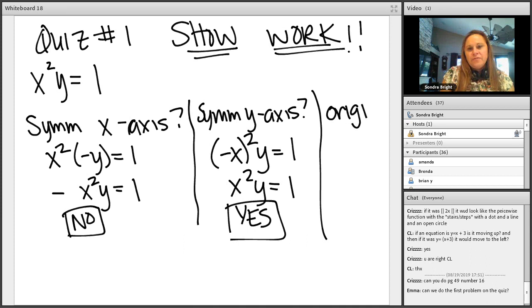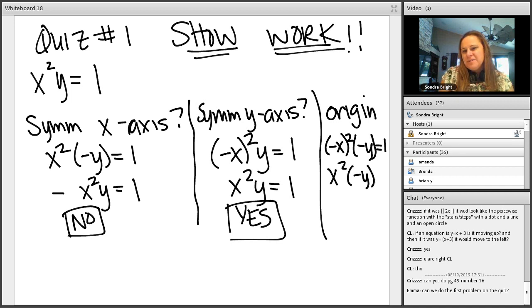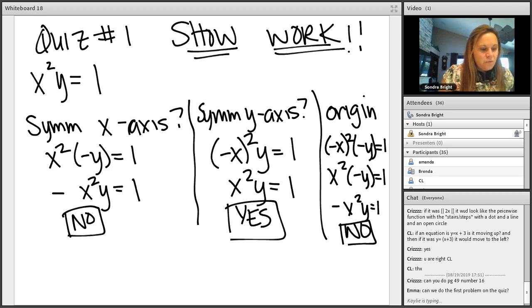And then for the origin, you need to plug in a negative x and a negative y. So you go negative x quantity squared times negative y. And the negative x quantity squared will be positive x squared, but you still have this times negative y, and so it's a negative x squared y, and so that is a no. So it is symmetric with respect to the y-axis, but not to the x-axis or to the origin.